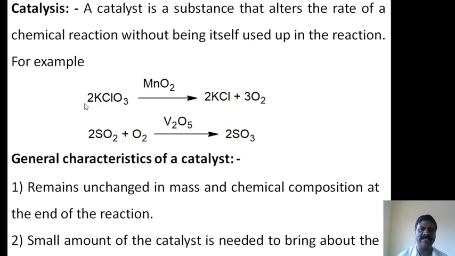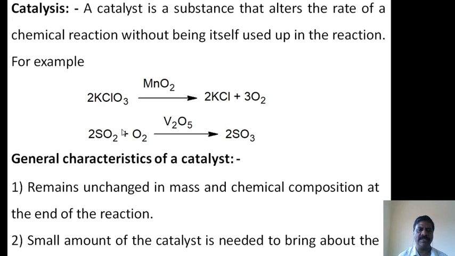An example is potassium chlorate, KClO3, which undergoes decomposition with manganese dioxide to form 2 molecules of KCl and 3 molecules of oxygen. Again, in the preparation of sulfur trioxide, sulfur dioxide undergoes oxidation, that is, oxygen gas is passed to the sulfur dioxide gas in the presence of vanadium pentoxide to form sulfur trioxide. This vanadium pentoxide acts as a catalyst, and here manganese dioxide also acts as a catalyst for the previous reaction.